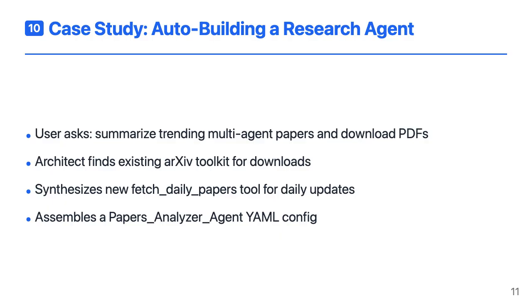It notices there's no tool for fetching daily trending lists, so it calls create tool to synthesize a fetch daily papers function using external API docs as guidance. Finally, it calls create agent config to wire these tools into a papers analyzer agent with appropriate instructions. All of this happens automatically from a single natural language request.